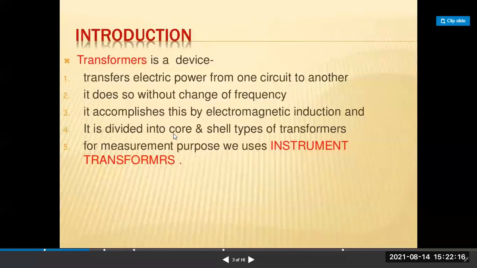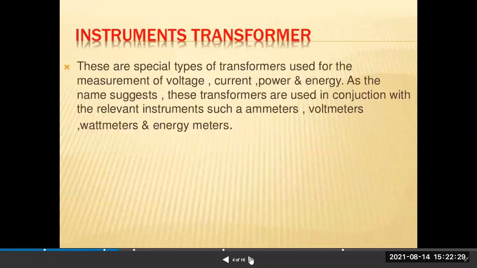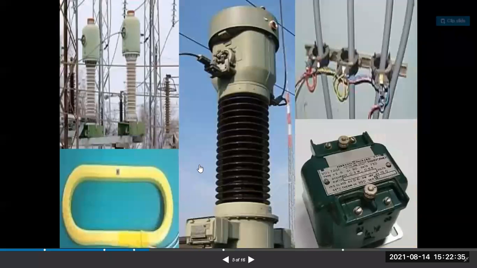So the introduction part is just the transformer introduction, that it transfers electrical power from one circuit to another. The introduction part has been completed. Instrument transformer, ammeter, voltmeter, that is also completed.